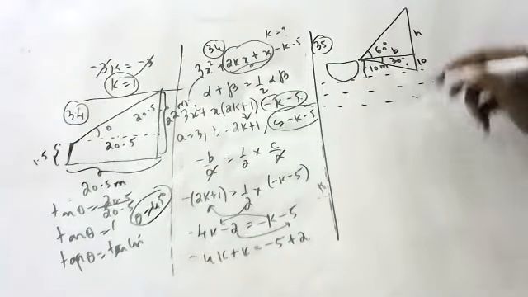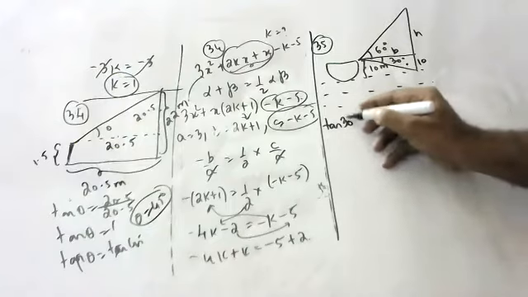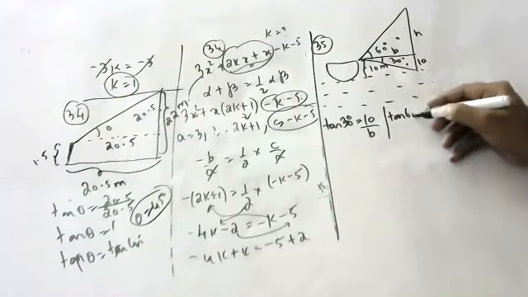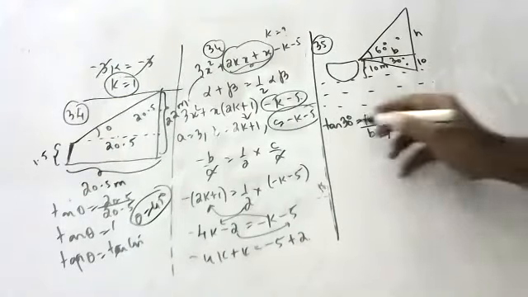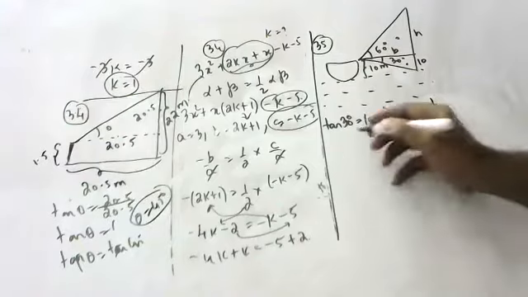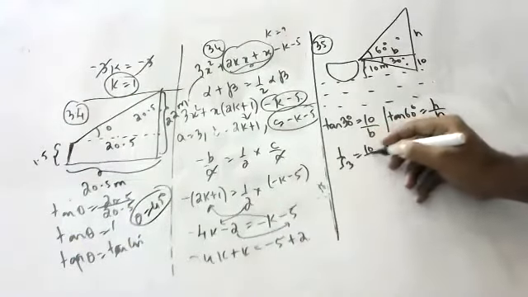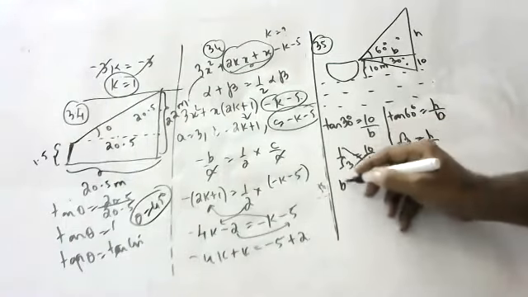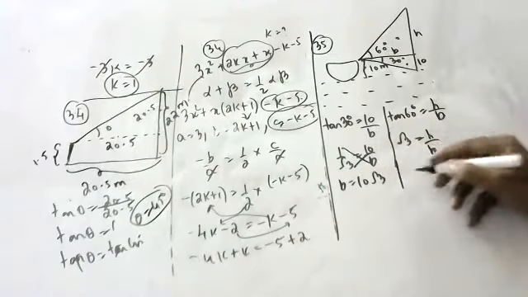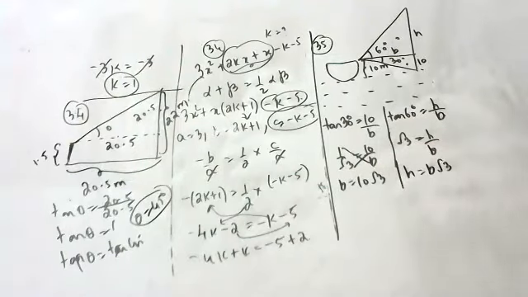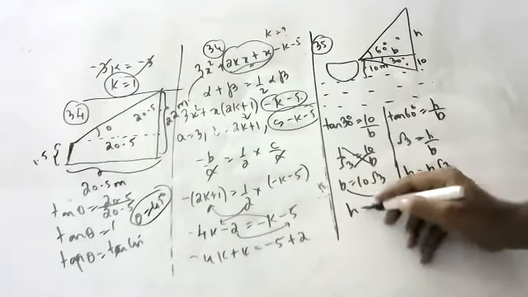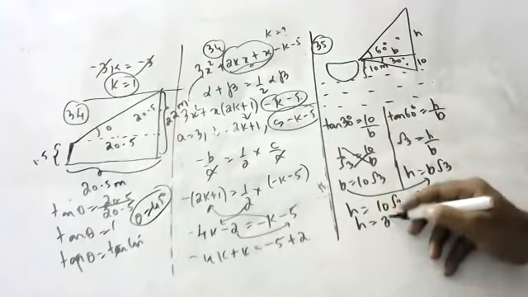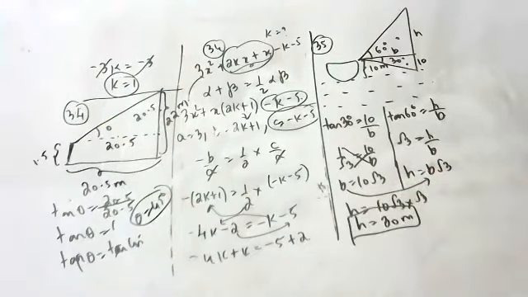Okay, children, for the small triangle, anyone can say tan 30. Tan 30 is equal to 10 by B. For this big triangle, tan 60, anyone, children? H by B. So, children, see here. 1 by root 3 is equal to 10 by B. Root 3 is equal to H by B. B is equal to 10 root 3. Substitute here, children. H is equal to 10 root 3 into root 3, that is 30 meters. H is 30 meters.